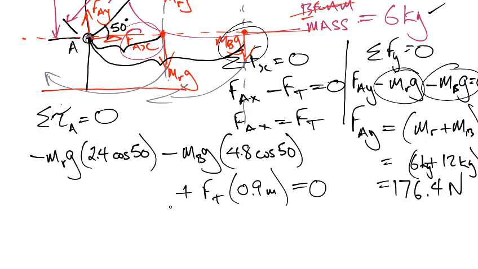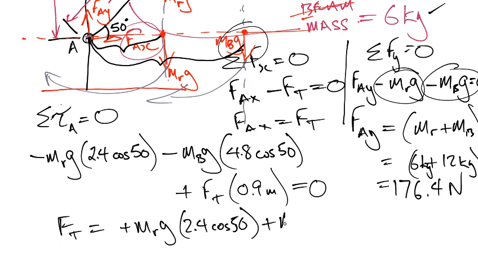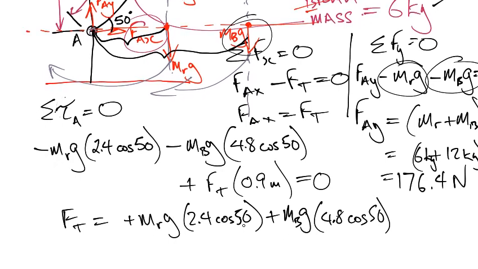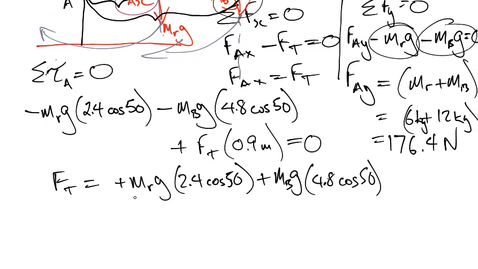As you can see now, I can solve for FT. And FT is going to be equal to positive MRG times 2.4 cosine 50 plus MBG times 4.8 cosine 50. Okay, and that's going to all be divided by 0.9.